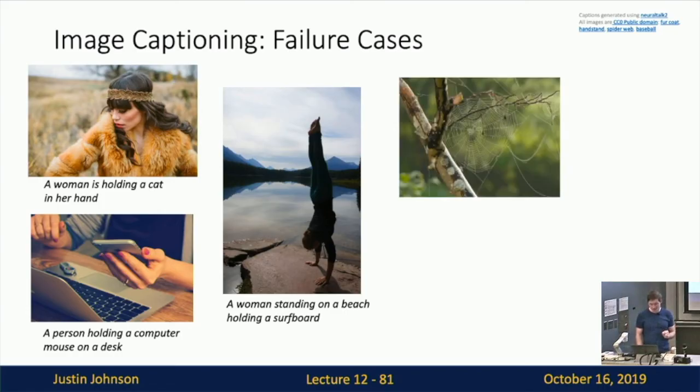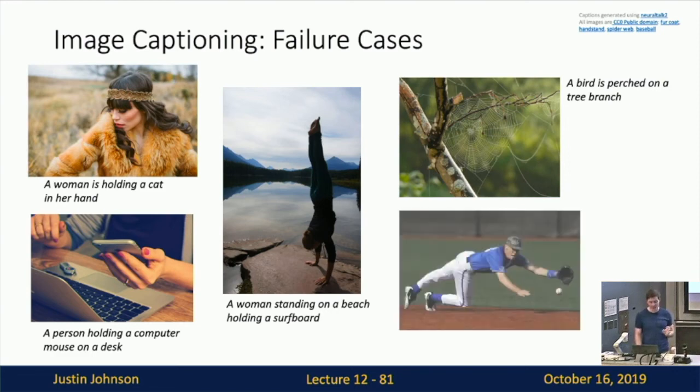We have a similar problem in this example. Maybe this is hard to see. It's a spider web in a branch. And it says a bird is perched on a tree branch. Again, maybe it's just copying: whenever it saw a tree branch, there was always a bird there. So whenever it sees a tree branch, it just wants to say a bird perched on a tree branch, even if that's actually not what's there at all.